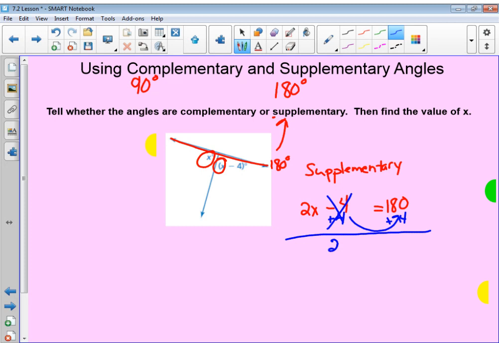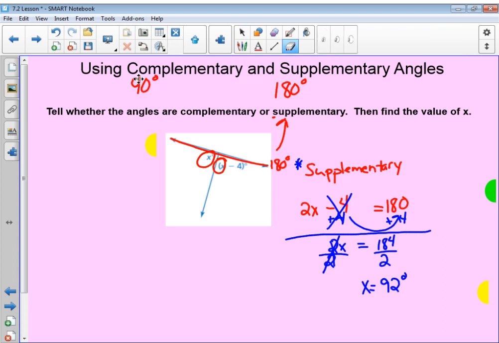So now we have 2X left equals 180 plus 4 gives me 184. Now we'll divide by 2 to get that X by itself. 184 divided by 2 leaves us at 92 degrees. So we just found out that X equals 92. So it's supplementary and X equals 92 degrees.